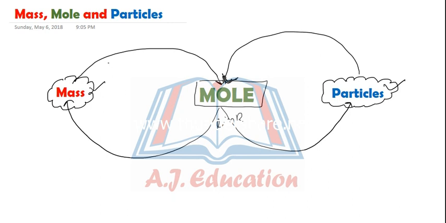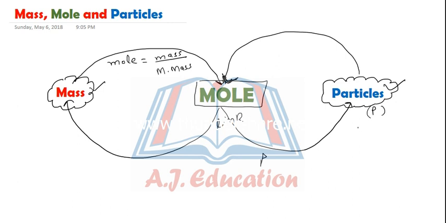So how can we determine moles from the mass of a substance? Moles can be calculated if we know the mass of a substance. The formula for this is mass divided by the molar mass. We can determine mole from the mass. From this formula, moles are equal to the mass of the substance divided by the molar mass of the substance.